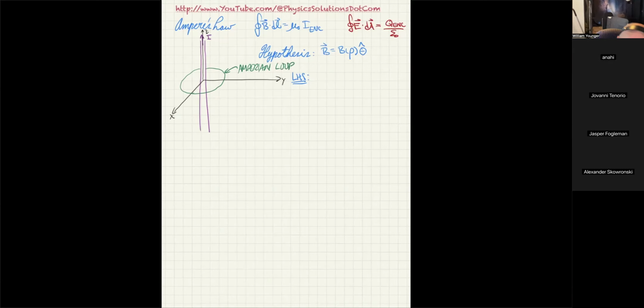So that's my Amperian loop. And according to the right hand rule, if I integrate in a way that the right hand rule says is consistent with the thumb direction being the direction of the current, then I get a positive on the integral, or a positive for the current. Otherwise, it's a negative. So I'm going to integrate around in this direction.